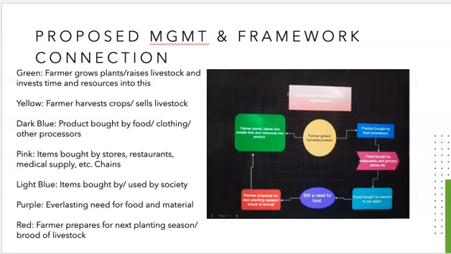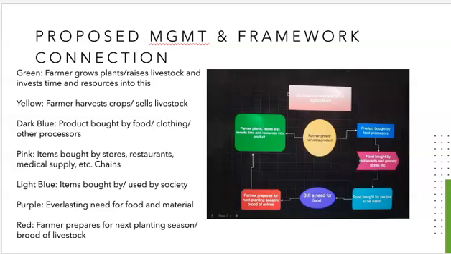This is my proposed management and framework connection. The green, the farmer grows and raises the livestock and invests time and resources into this. Farmer in the yellow, farmer harvests crops, sells livestock. Dark blue, the product bought by food, clothing, and other processors. The pink, items bought by stores, restaurants, medical supply chains, etc. Light blue, items bought and used by society.